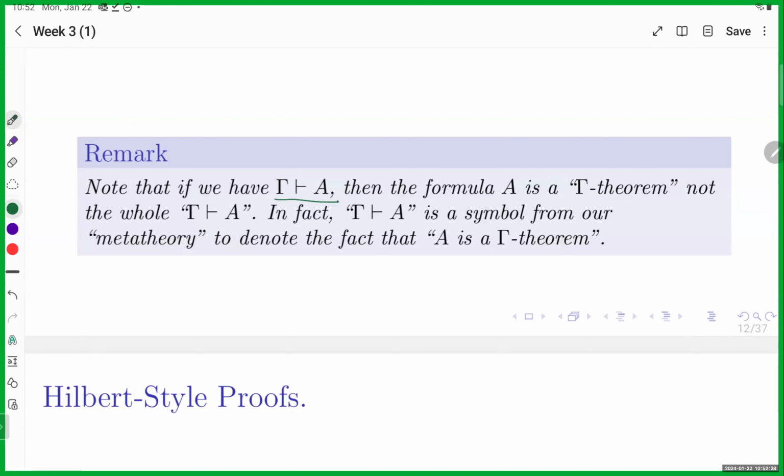And this notation says A is a gamma theorem. I've seen it many times that people say this is a gamma theorem, but this says that gamma proves A. That's not the whole thing. This is saying that A is a gamma theorem. These kinds of mistakes appear. This symbol, by the way, this whole notation and terminology, we didn't have in our alphabet when we introduced the alphabet of propositional logic. So this comes from the metatheory. When we're analyzing our logic, this is just the simple fact that there is a gamma proof for A, which is denoted by this notation. Gamma proofs contain all gamma theorems and nothing else.